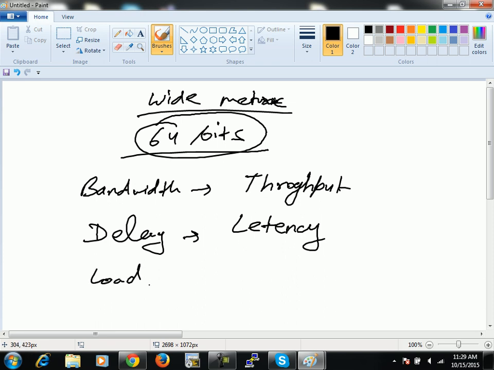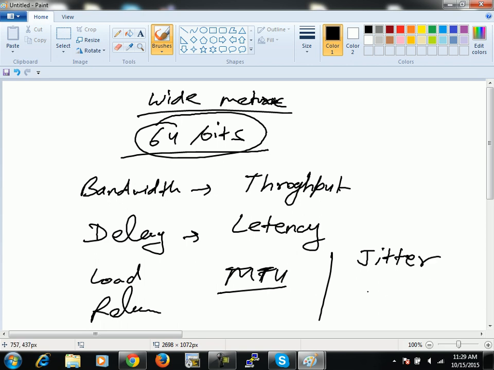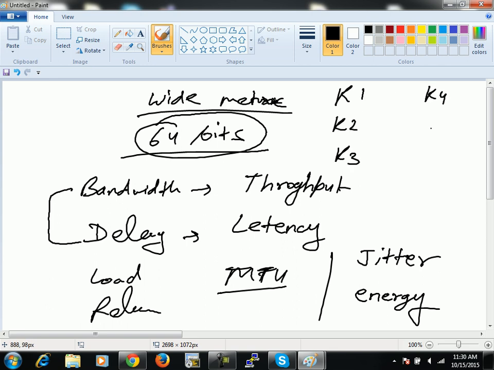Apart from load, reliability and MTU, here they announced 2 new components as well. One is jitter and another one is energy. These 2 new components are added in wide metric. But still by default it will use bandwidth and delay for its metric calculation. Here in wide metric we have K1, K2, K3, K4, K5 and K6. K1 is equal to 1, K2 is equal to 0, K3 is equal to 1, K4 is equal to 0, K5 is 0, K6 is also 0.